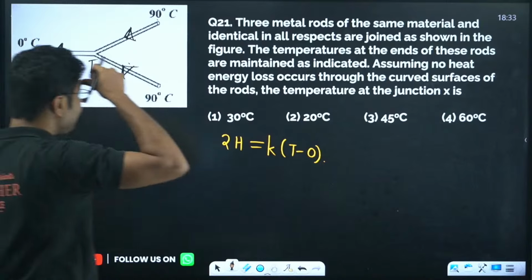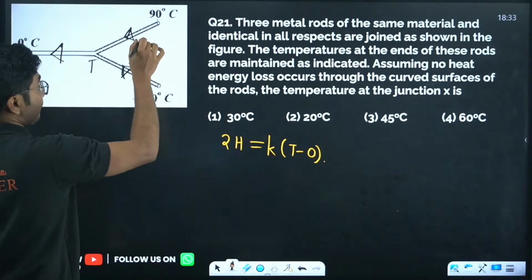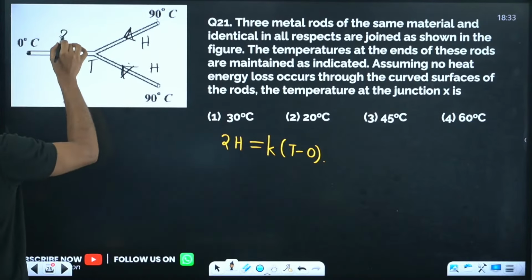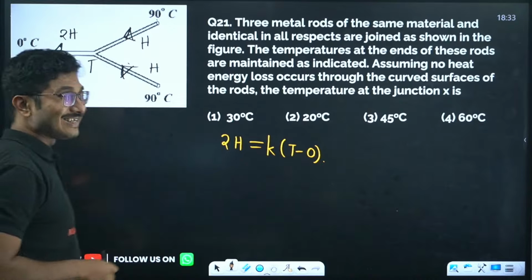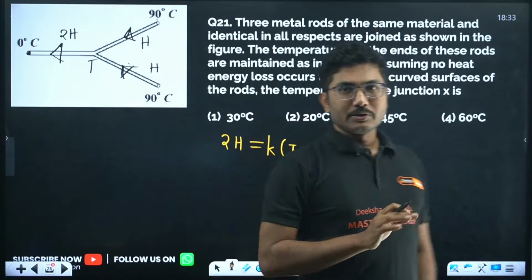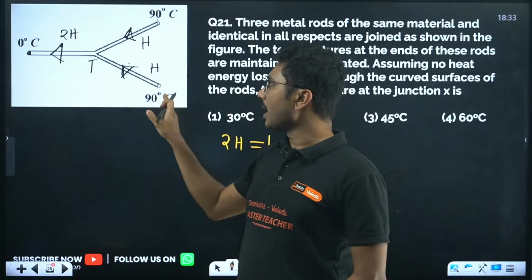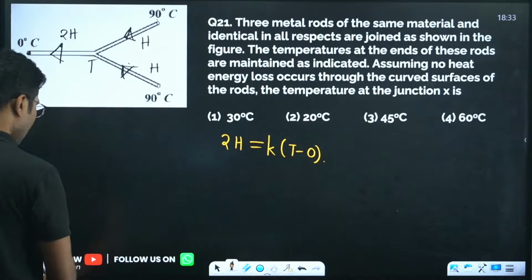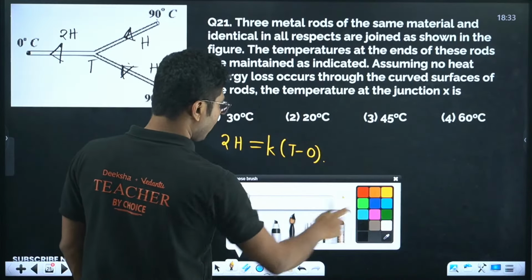Okay, so heat must be flowing in this direction. The rest is the same. Heat H is coming from this side, heat H is coming from this side, so the total heat coming is 2H. Okay, so it is clear that heat will travel from higher temperature to lower temperature. That was one of my mistakes over here. Otherwise, conceptually the same problem.